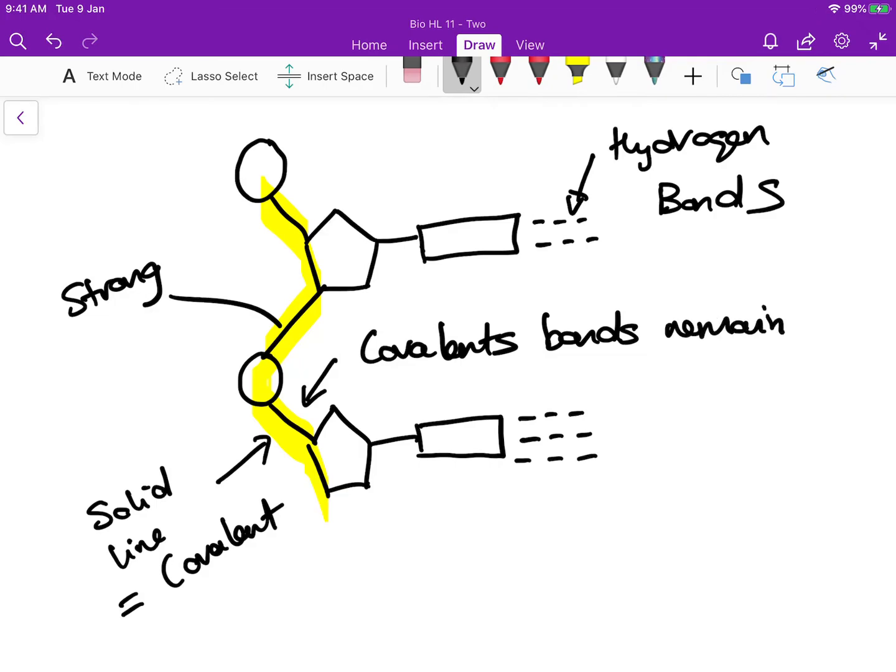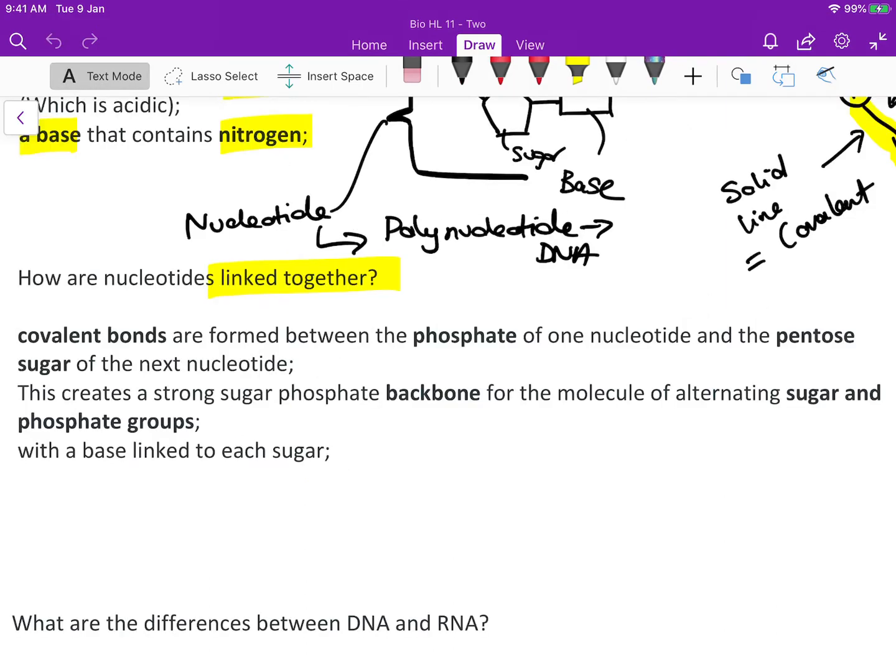Okay, so this is why we call it a sugar phosphate backbone, because we're going phosphate to sugar to phosphate to sugar, and we're using covalent bonds between these carbons. So here's our quick summary of how a nucleotide is linked together. It's through covalent bonds formed between the phosphate of one nucleotide and the pentose sugar of the next nucleotide.